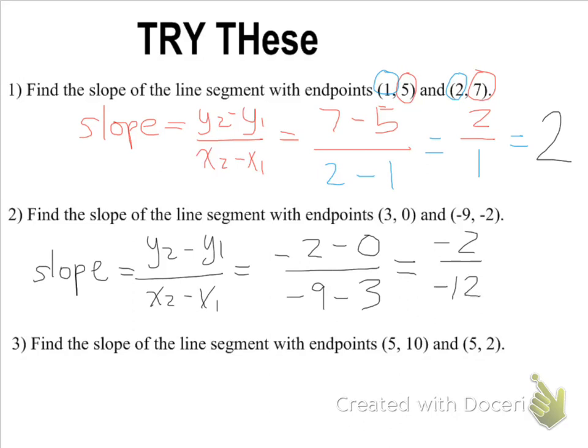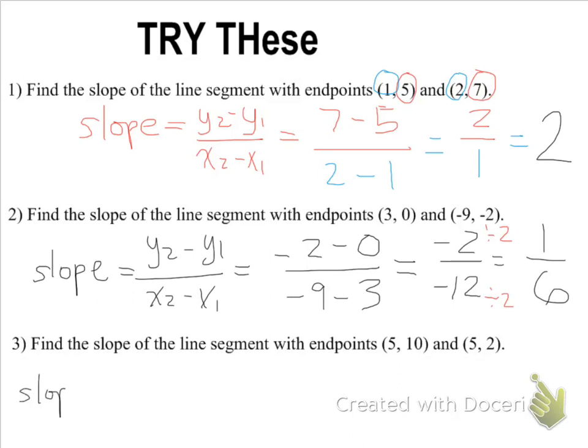A negative divided by a negative is a positive, and this can be reduced. So if I divide each by 2, and remember negative divided by negative, already that would be gone, the negative signs. So if I divide them by 2, divided by 2, divided by 2, I have the answer 1/6. Okay, so the slope of that line with the endpoints 3, 0, and negative 9, negative 2 is 1/6.